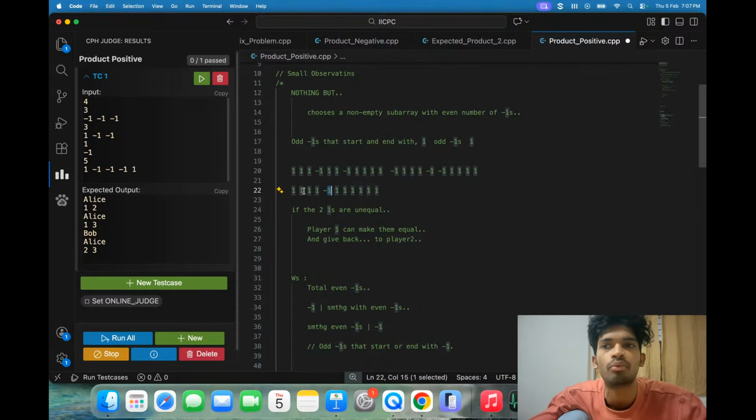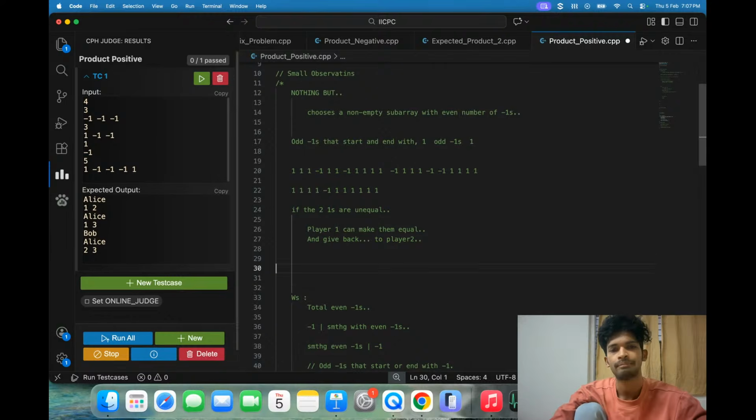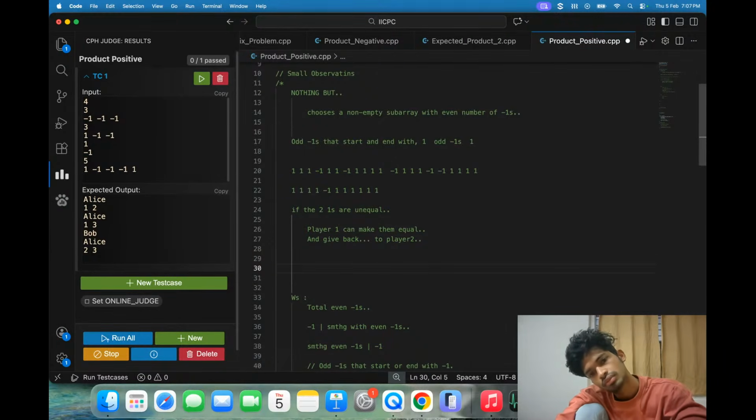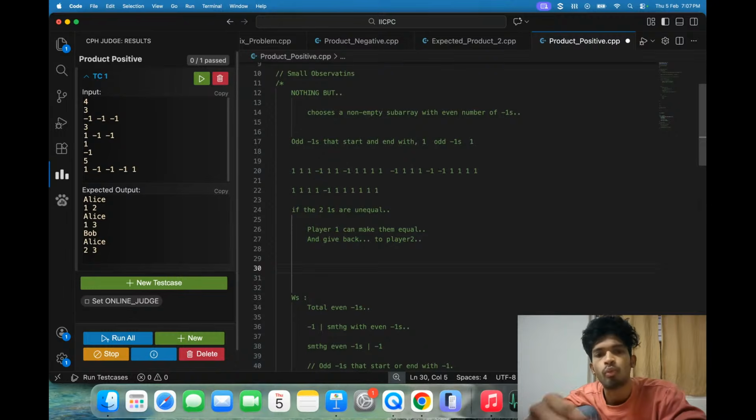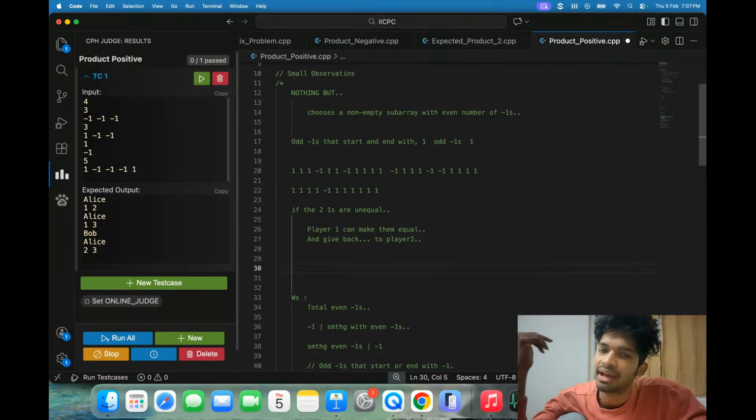If it is equal, whatever the first guy does, it becomes unequal. Then the next guy will make it equal. So if it is only this, it's about equal and unequal, okay? But what about when there are multiple minus ones?